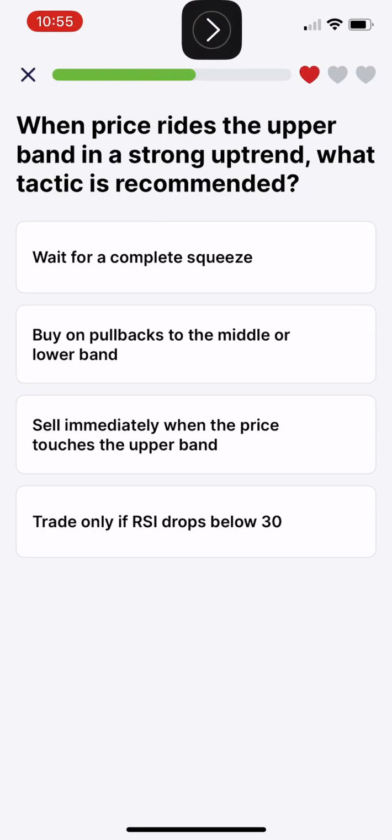When price rides the upper band in a strong uptrend, what tactic is recommended? Wait for a complete squeeze. Buy on pullbacks to the middle or lower band. Sell immediately when the price touches the upper band. Trade only if RSI drops below 30.